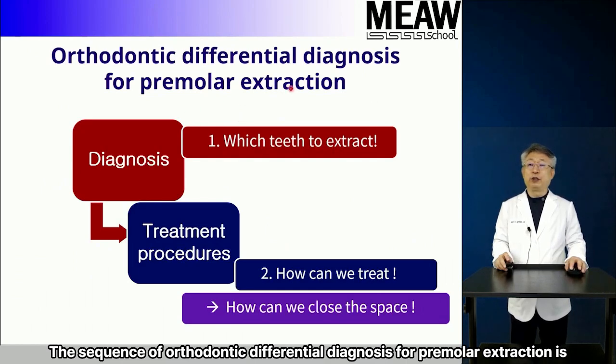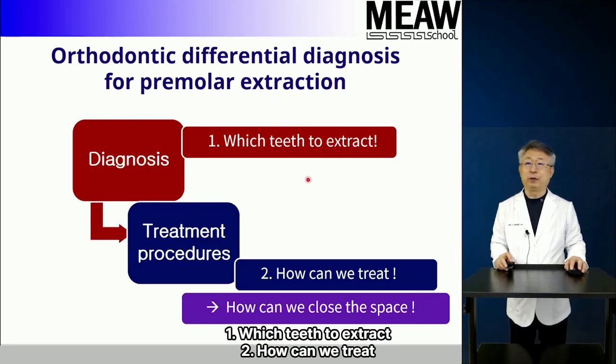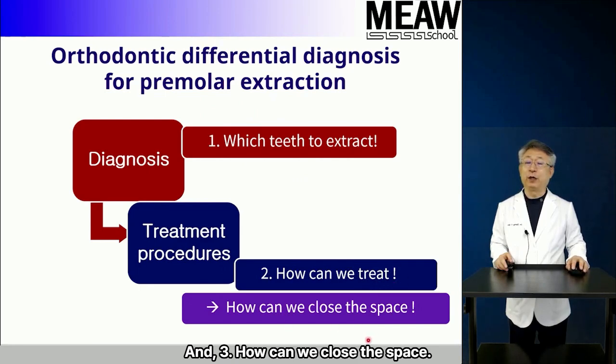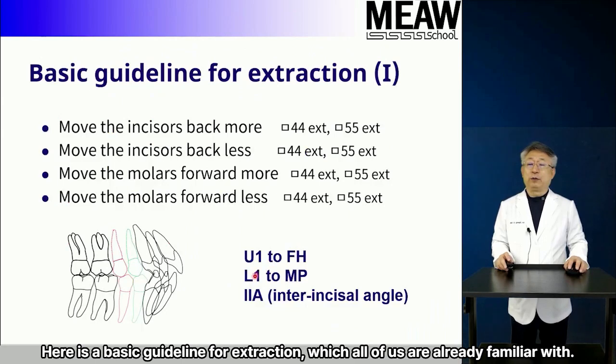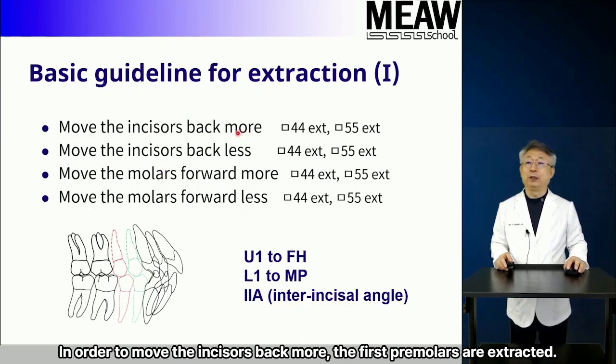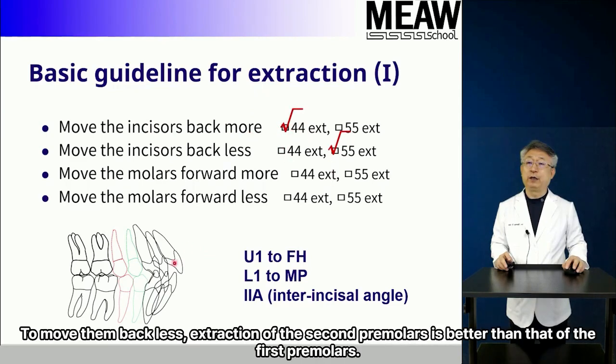The sequence of orthodontic differential diagnosis for premolar extraction is 1. Whether to extract? 2. Which teeth to extract? 3. How can we treat? And 4. How can we close the space? Here is a basic guideline for extraction, which all of us are already familiar with. In order to move the incisors back more, the first premolars are extracted. To move them back less, extraction of the second premolars is better than that of the first premolars.